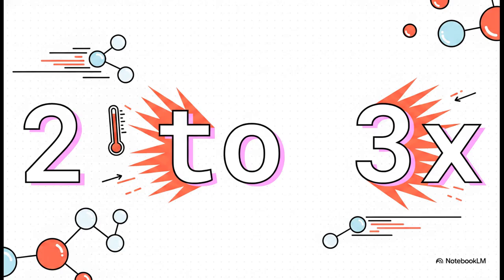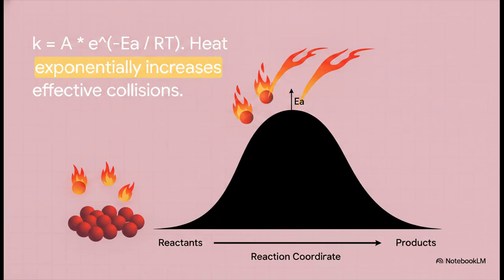But why? Why does heat have such an explosive impact on speed? The answer lies right here in the Arrhenius equation. You see, for molecules to actually react, they can't just lightly bump into each other. They have to crash together with enough force to overcome an energy barrier, which we call the activation energy, or EA. When you increase the temperature, you aren't just making the molecules move a little bit faster. You are exponentially increasing the fraction of molecules that possess enough kinetic energy to make that jump over the activation energy barrier. It's a massive, nonlinear leap in effective collisions.